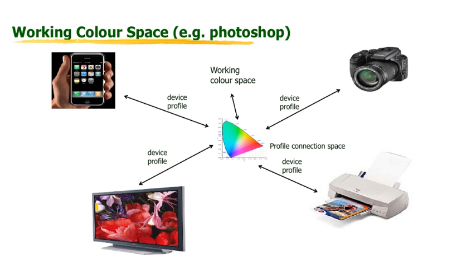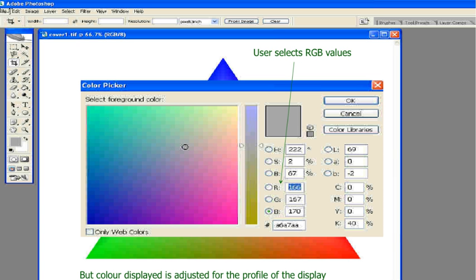One other thing worth mentioning is working color space. If you're dealing in Photoshop, for example, then the working color space can be different from the profile connection space, or even different from the display space. So for example, you go to a color picker in Adobe Photoshop and you pick RGB values in your working space.